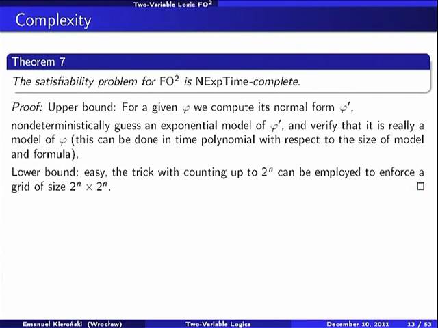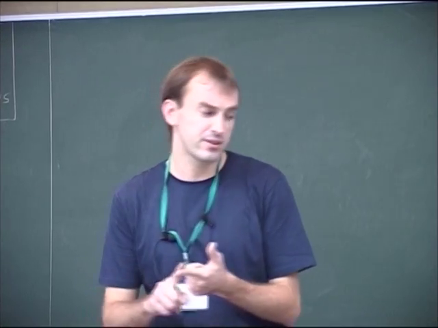So if we know that every satisfiable formula has a model of exponential size, we may conclude that the satisfiability problem for two-variable logic is in NEXPTIME. Why? We guess a model, yes? And we verify that this is a model. This verification, as I told, is made using model checking.